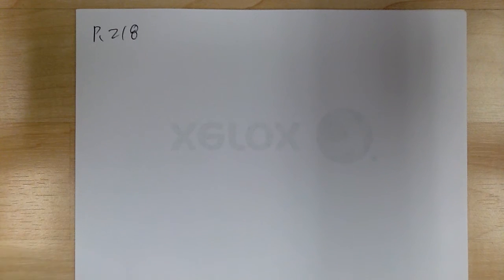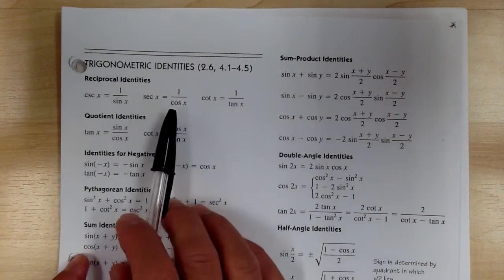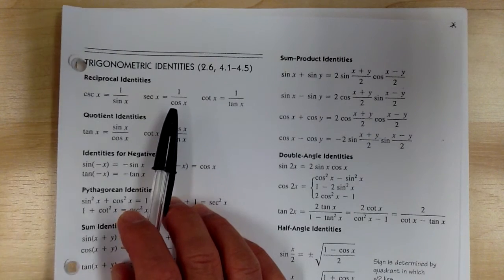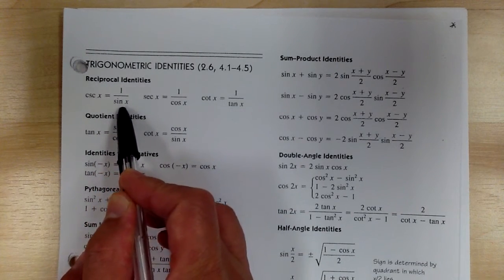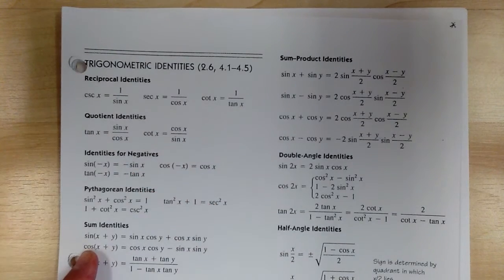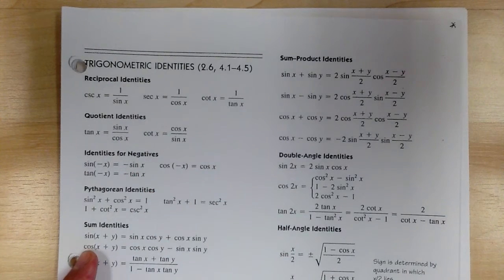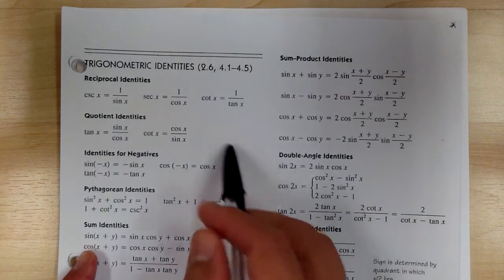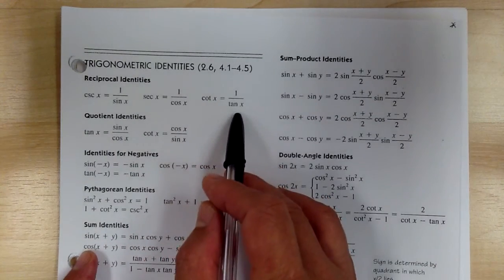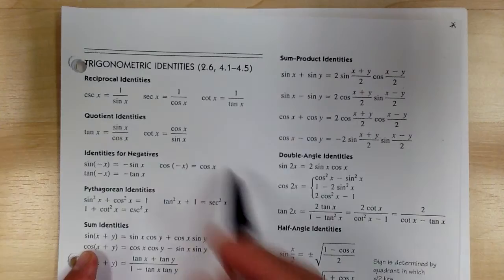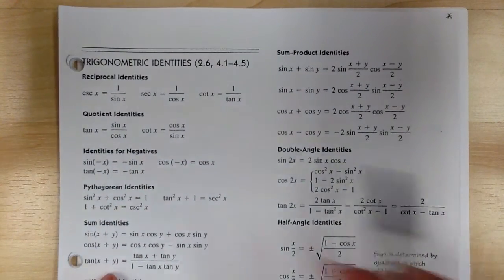So the first set is a reciprocal identity. So you can look on your handout. Again, we covered many of these before already, right? So cosecant is 1 over sine, and vice versa, right? Sine is 1 over cosecant, and secant is 1 over cosine, and also cosine is 1 over secant. Tangent is 1 over cotangent, and cotangent is 1 over tangent. So you should know this already. Okay, from what I see, I think all of you are really good with this.